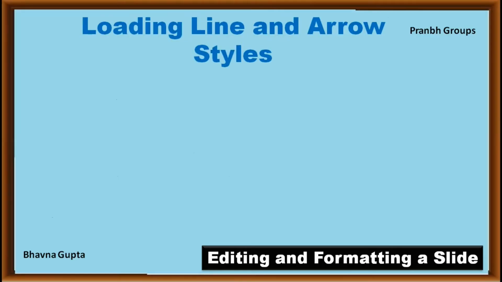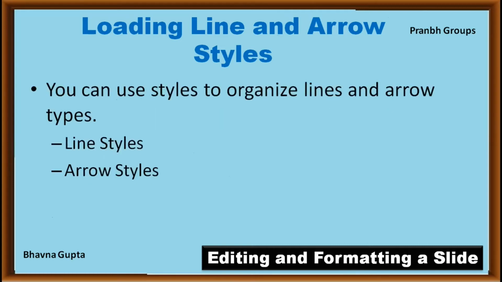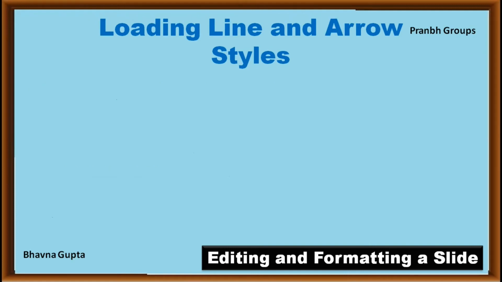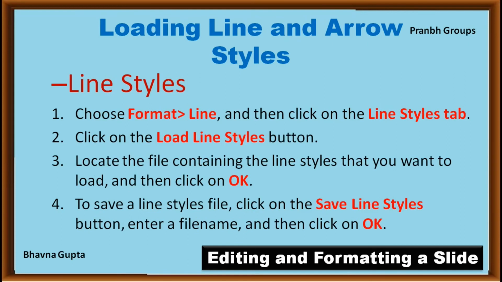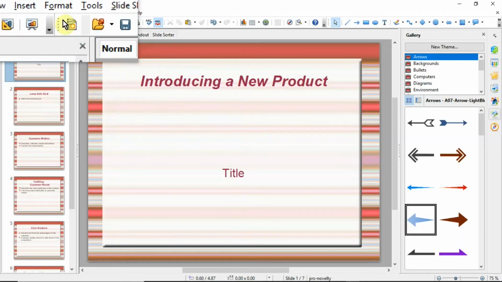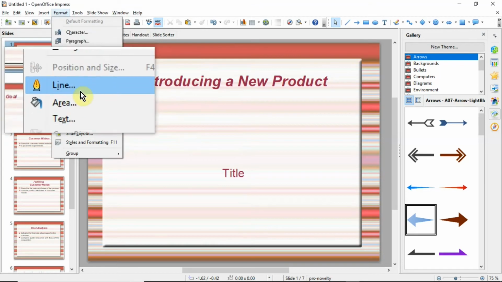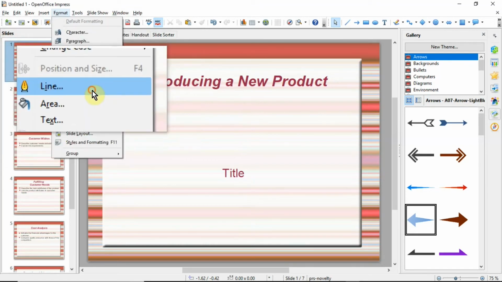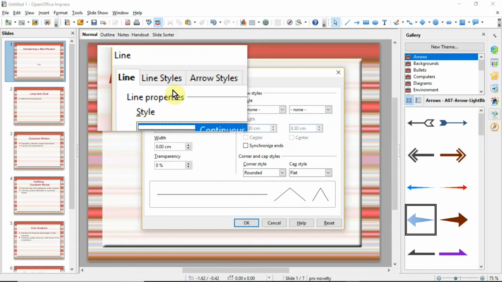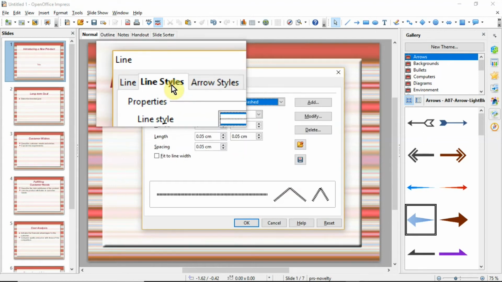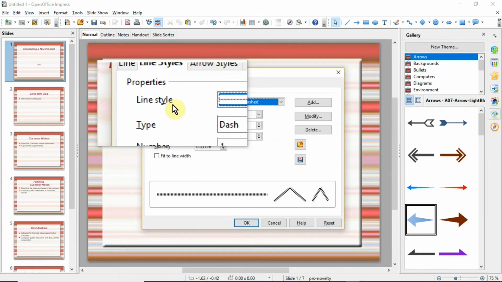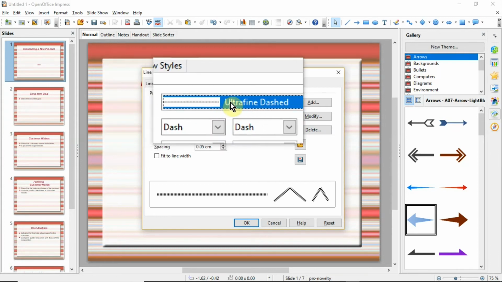The next topic is loading line and arrow styles. You can use a style to organize lines and arrow types. Here are two styles, line style and arrow style. Let's discuss the first one, line style. Follow these steps to load a line style or save a new line style. Click on the Format menu and then click the Line option, and this window will appear. Then click Line Style here and select your properties here.